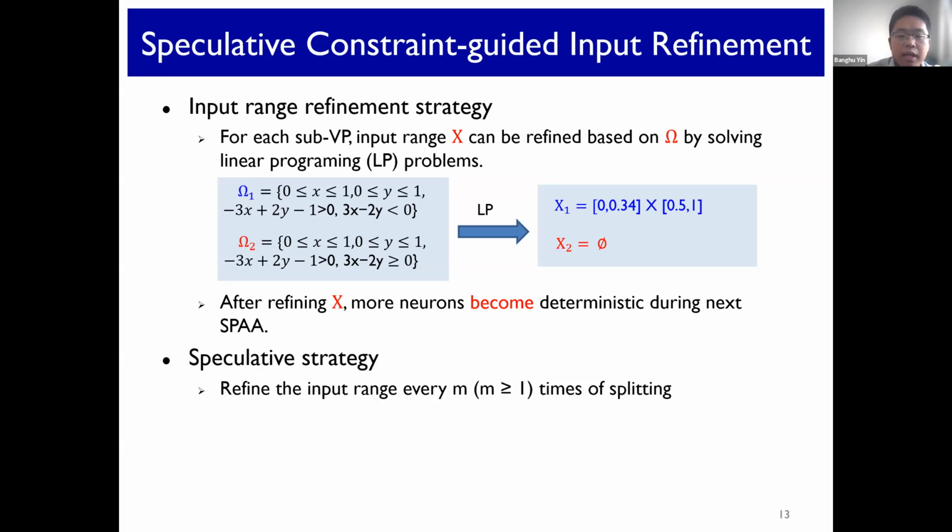The speculative strategy is to refine the input range every M times of splitting. Then we can achieve a balance between precision and efficiency by configuring M.